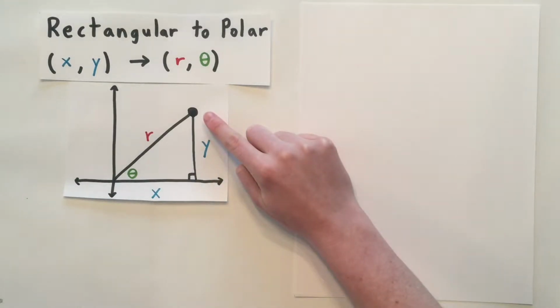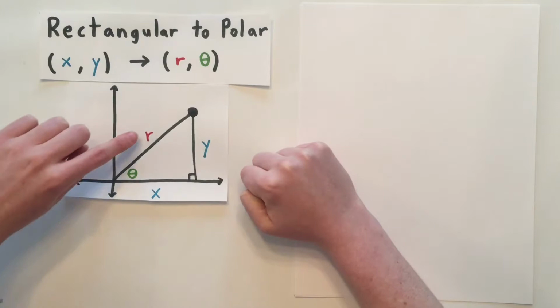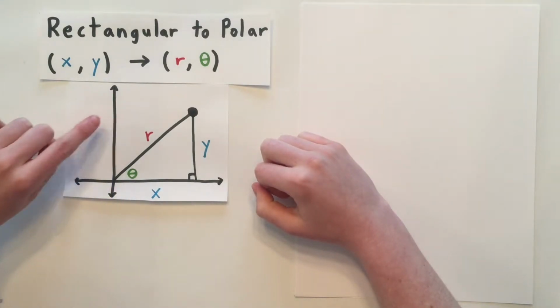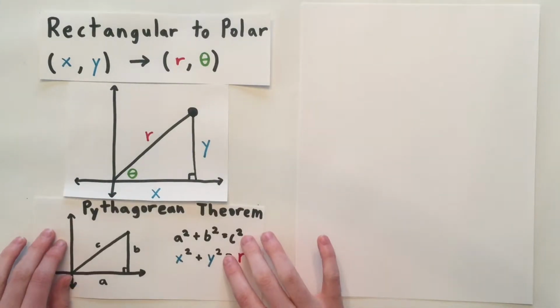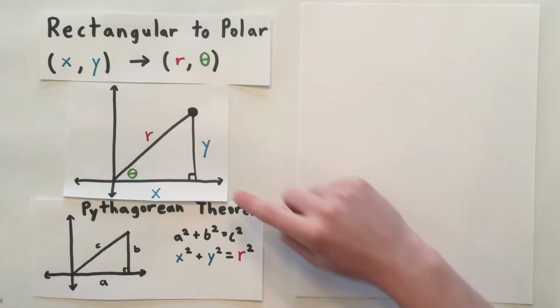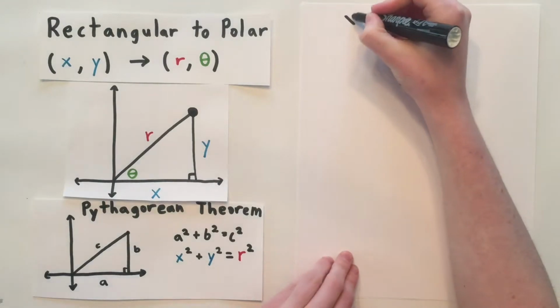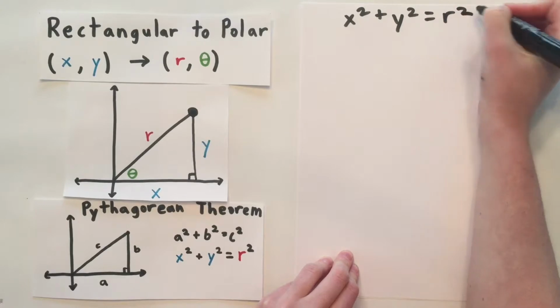When you plot a point on a rectangular plane, it makes a right triangle. It is also key to notice that x and y make up the legs, and r is the hypotenuse. And if you are given the legs and want to find the hypotenuse, you can use the Pythagorean theorem, which states that a squared plus b squared equals c squared, or in our case, x squared plus y squared equals r squared. So now we know that x squared plus y squared equals r squared.